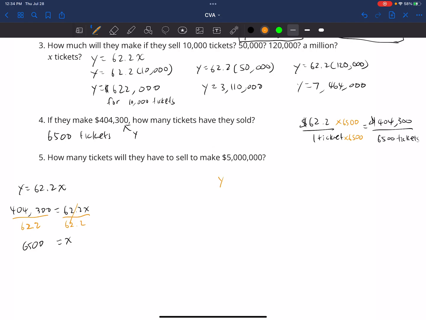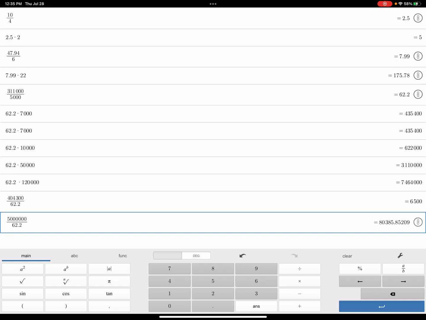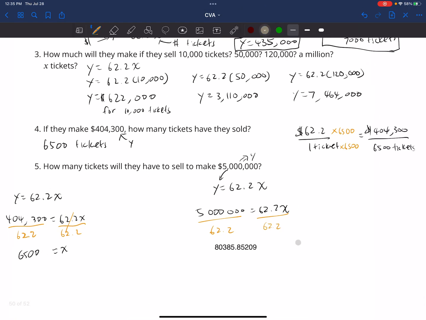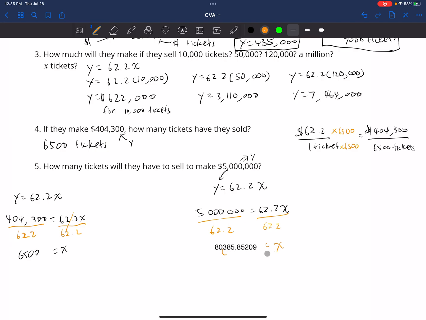Now this is the same thing right here. I'm going to do y is equal to 62.2x. And if it doesn't make sense to you 100% why it works, don't worry about it right now. Remember, this is my cost, so this is my y. So it's going to be 5 million is equal to 62.2x. I'm going to divide by 62.2 on both sides, and 5 million divided by 62.2 is equal to whatever that is. Let me see if I can paste it. That is the number of tickets you'll sell. It's not a perfect number, but it's pretty close. So you have to sell 80,386 tickets. Yep, that's right.